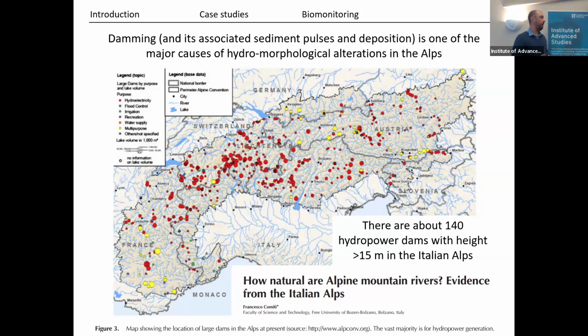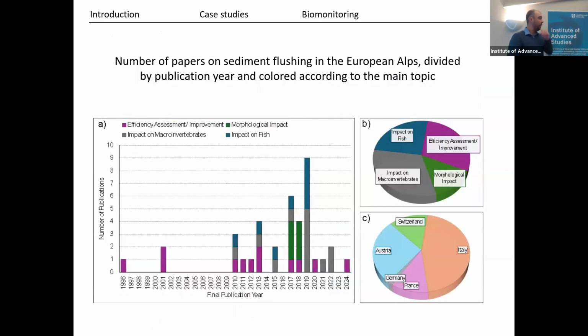But when you look at the rivers, damming and its associated sediment flushing operations are surely one of the most important human pressures, as you can see from this picture. In fact, in the last decades, the number of papers dealing with this topic increased over time, as you can see from this graph. The majority of them assessed the impact on macroinvertebrates, along with other biological components like fish or other aspects.